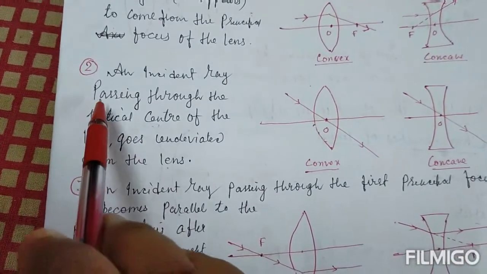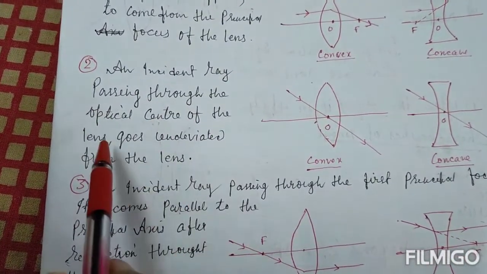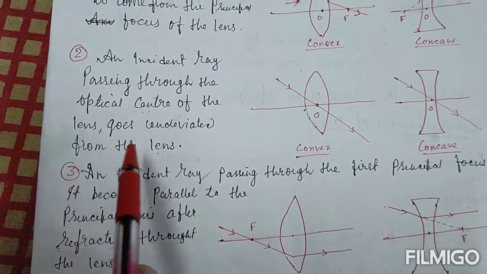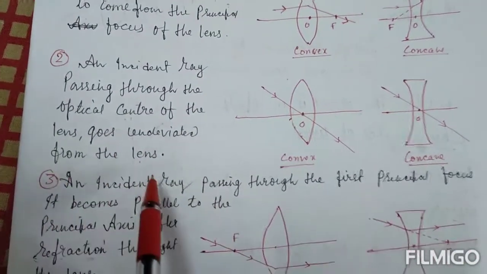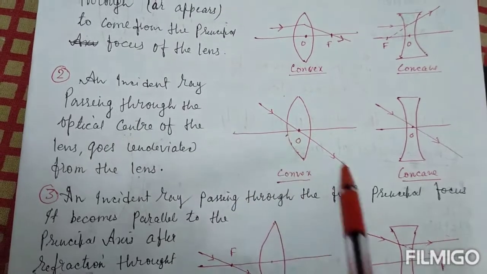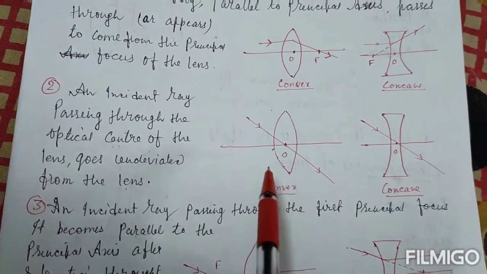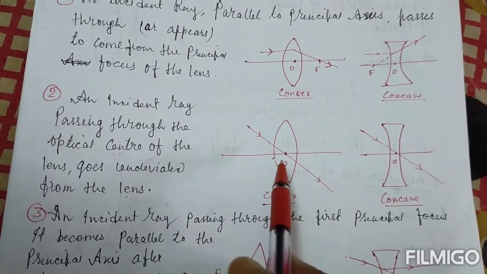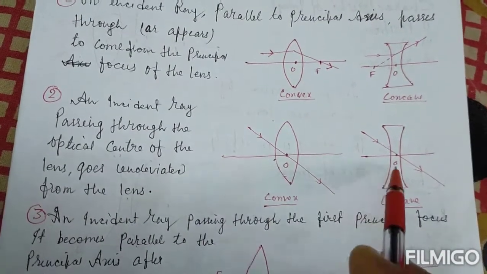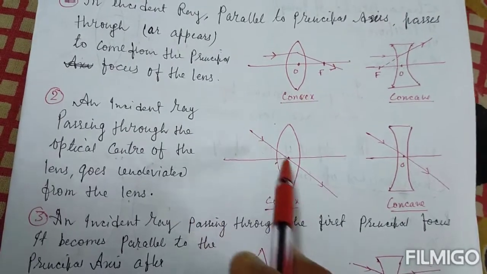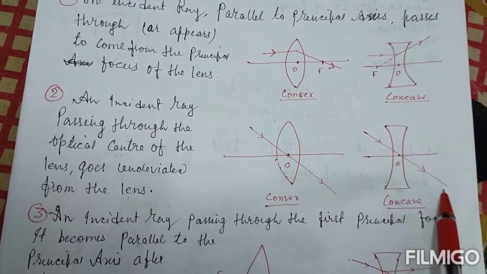Ray number 2, the incident ray passing through the optical center of the lens, goes undeviated from the lens. I have already told you in the previous part that the ray which passes through the optical center of the lens will not deviate, it will pass undeviated.